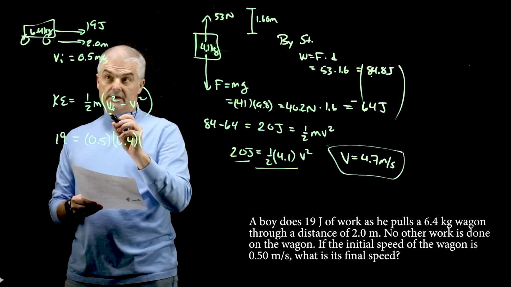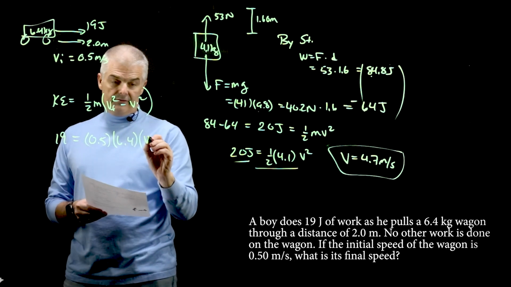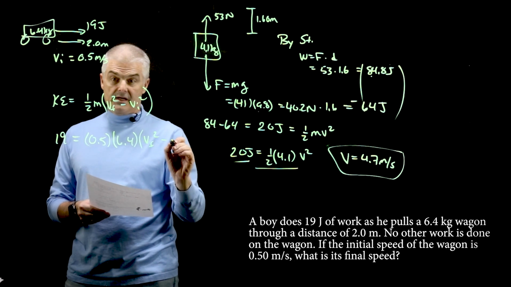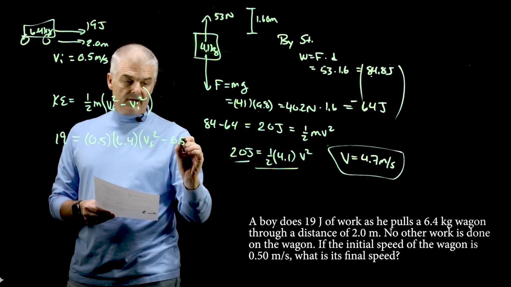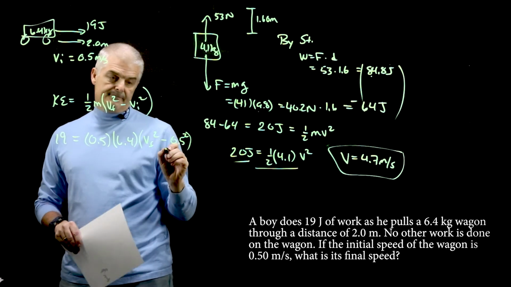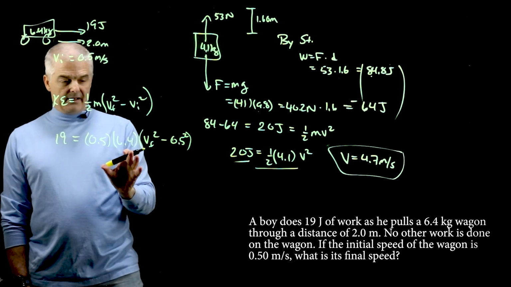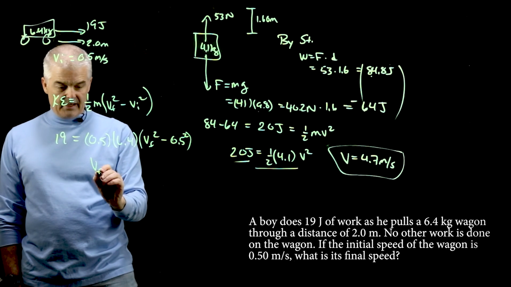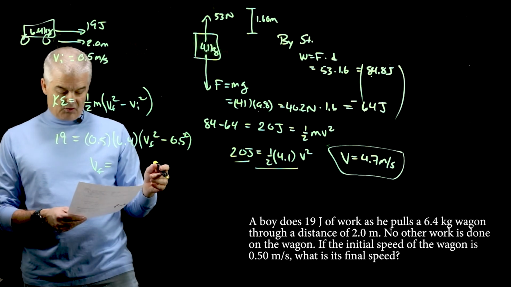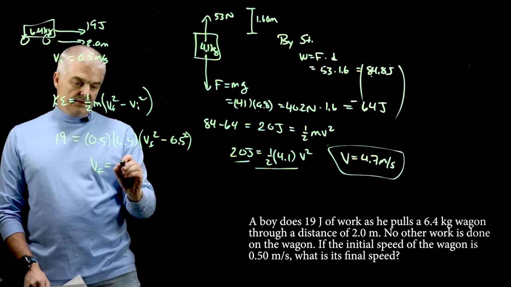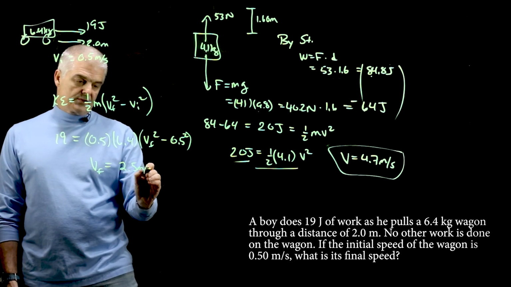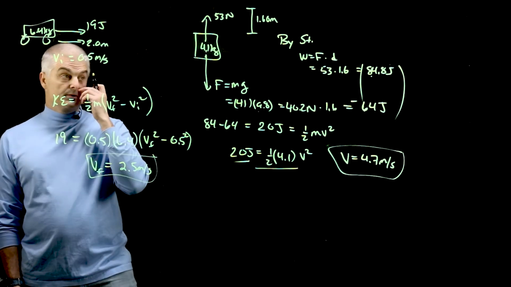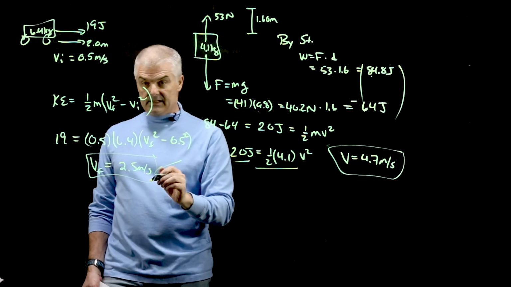So it's going to be 0.5 times 6.4 times v final squared minus 0.5 squared. I'm not going to do all the math here, but I think you have the mathematical characteristics. That's how you set this up. When you do all the math to find the v final, and you have to do some square roots, you get 2.5 meters per second. If you need help on how to do that math, I'm glad to show you in class.